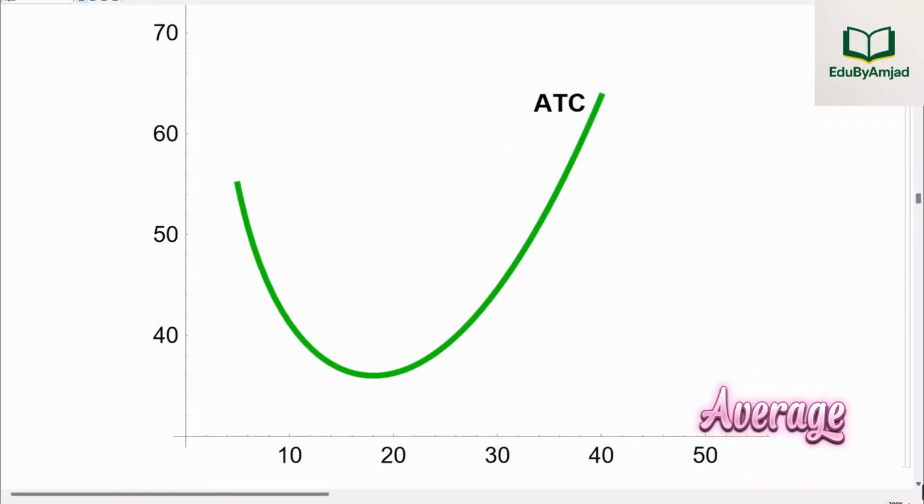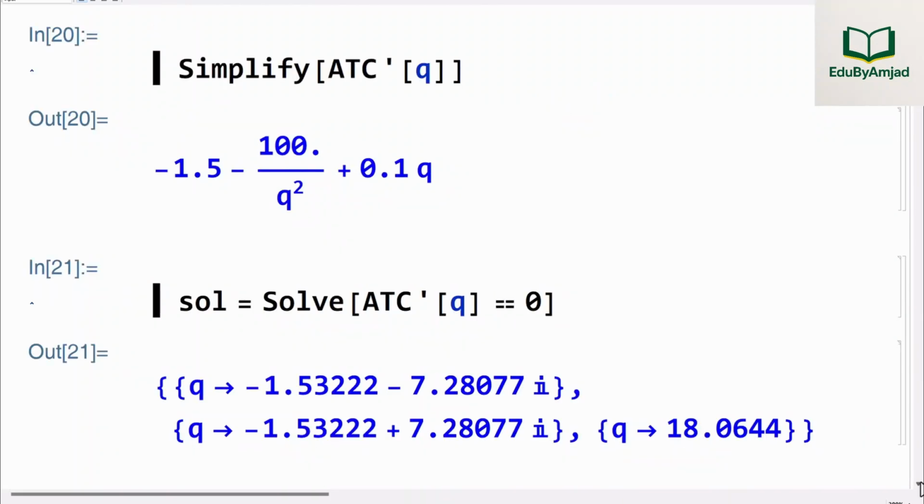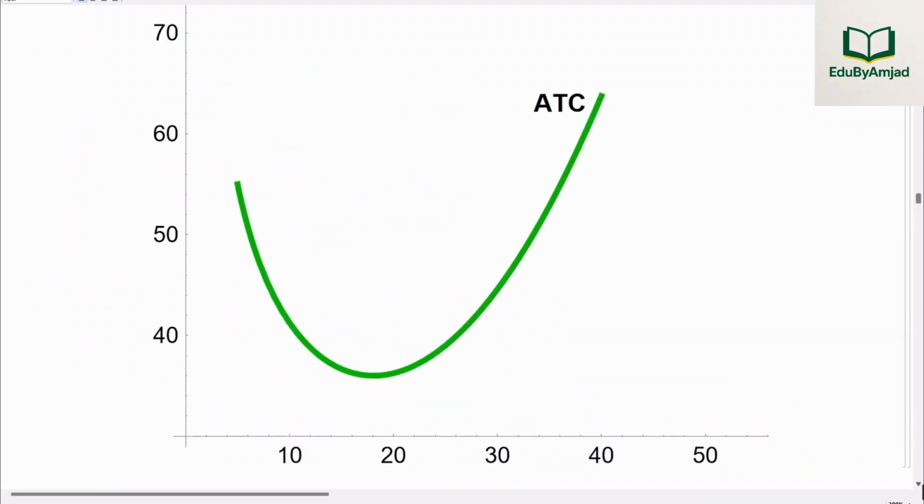This curve shows average total cost on the vertical axis and output on the horizontal axis. The slope of this curve is determined by taking the derivative of the ATC function. That derivative is displayed here as the Mathematica output. Once again, notice that the slope changes at every output level. Just like average variable cost, average total cost is a curved function, not a straight line. To find the minimum of average total cost, we set this derivative equal to 0.